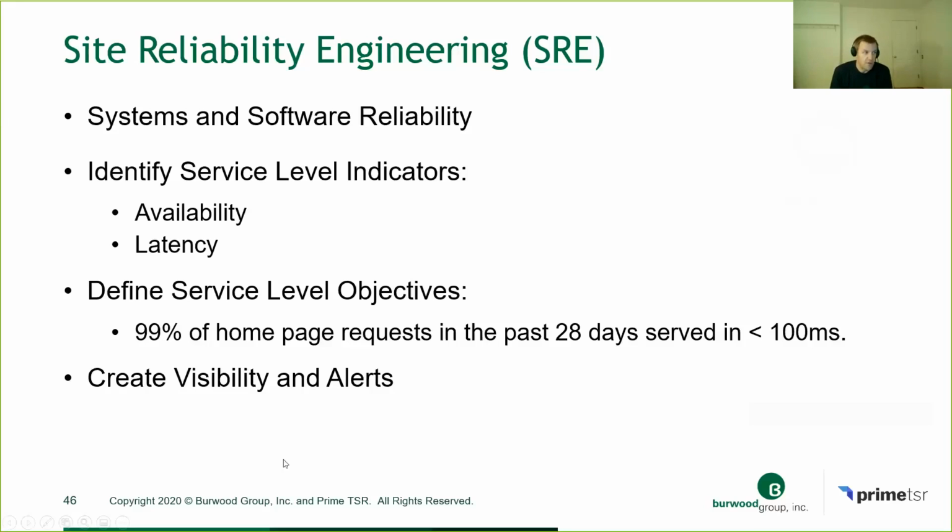Once you've got those service level indicators in place, you can then build your service level objectives around these. So a great example that we always start with is, hey, we want 99% of our homepage requests. So we're saying what we want here, the homepage requests, what the time period is, in the past 28 days, and how fast we want, so this is our threshold, to be less than 100 milliseconds. So 99% of homepage requests in the past 28 days served up in less than 100 milliseconds. And then create visibility and alerts around these as well. Stackdriver will allow you to build the alerts and dashboards on top of that too.